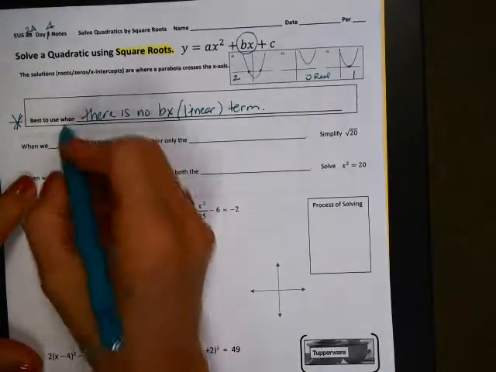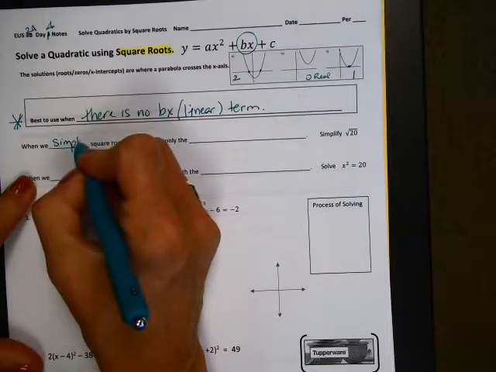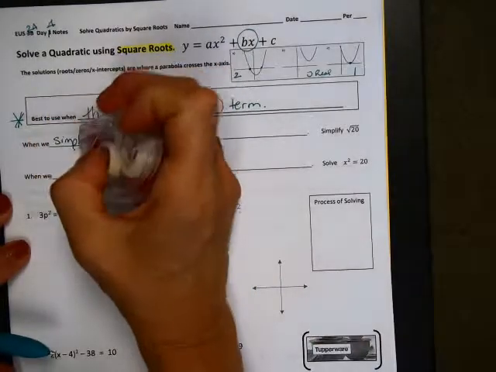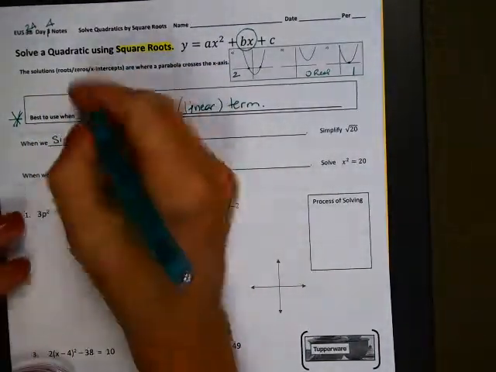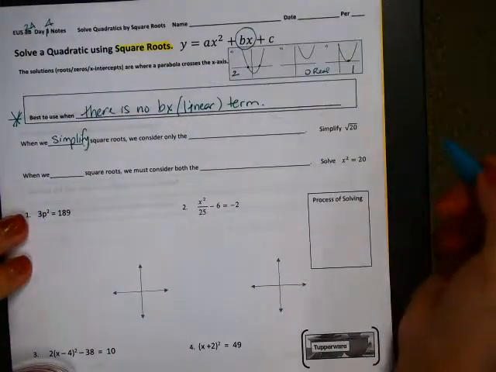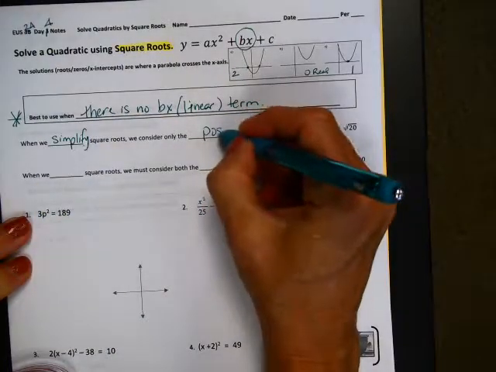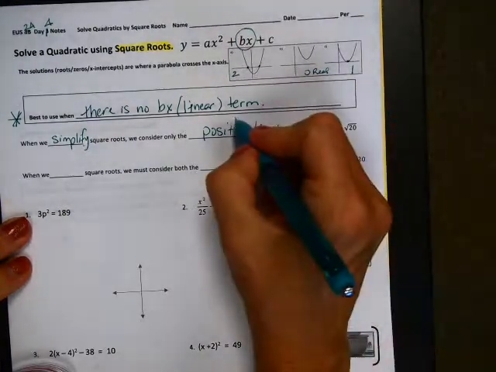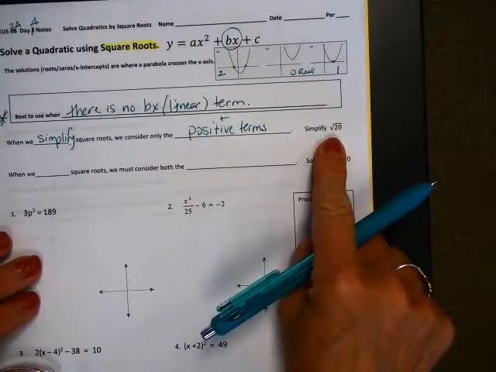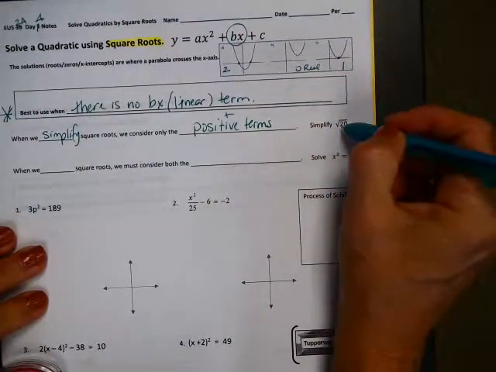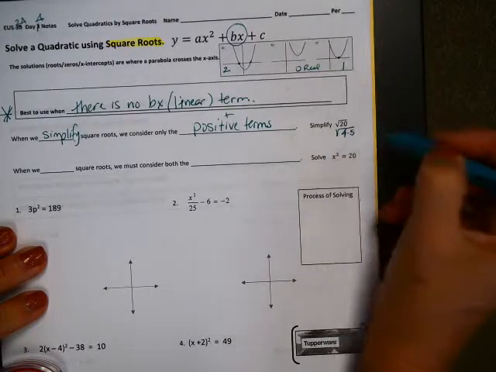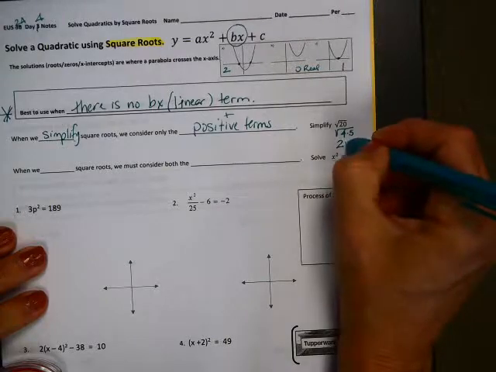So first of all, don't forget, when we simplify square roots, we consider only the positive terms. Okay? So, let's simplify square root of 20. We haven't maybe done that in a while. Think of what perfect squares go into 20. That would be 4 times 5. The square root of 4 is 2. The 5 stays inside.